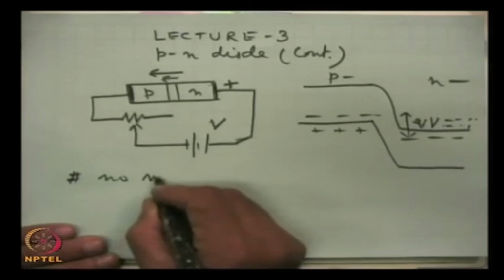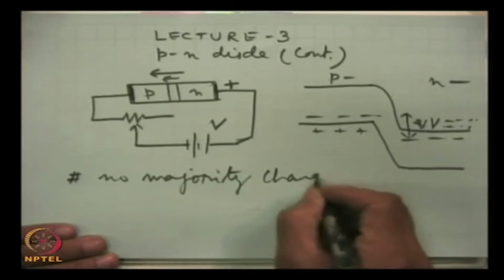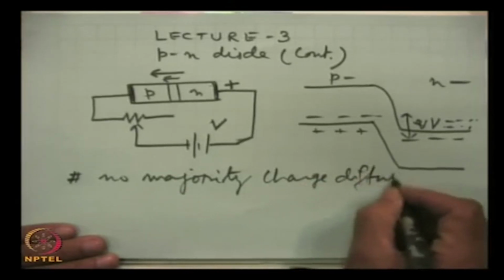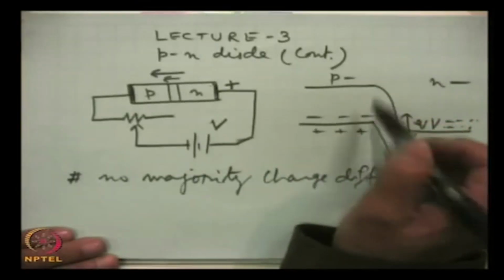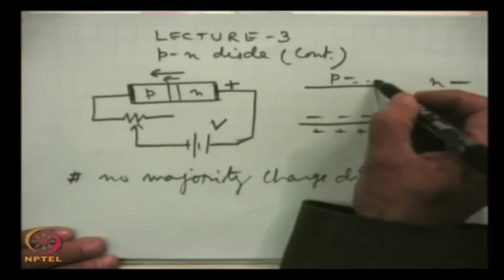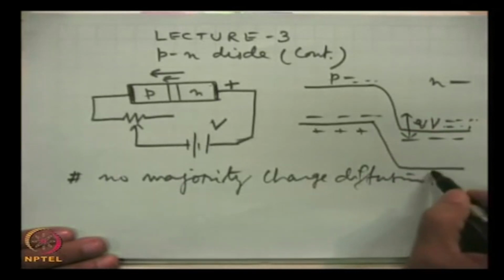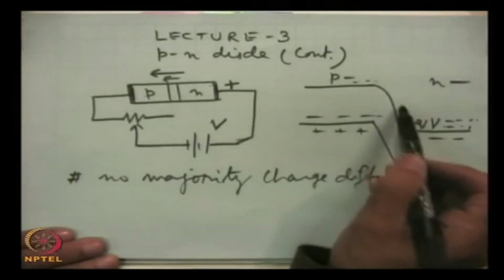No majority charge diffusion, and hence the current component does not come from majority charge carriers. However, look at what happens, because the p semiconductor has electrons in minority and the holes on the n side are in minority. These charges will drift under the applied field.